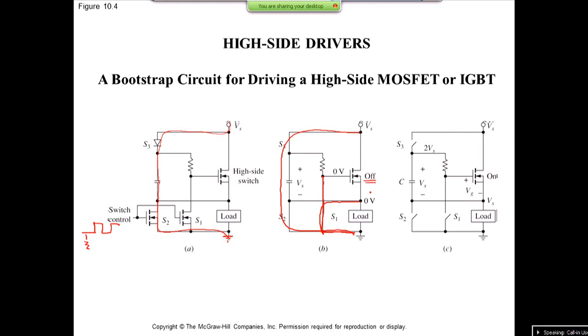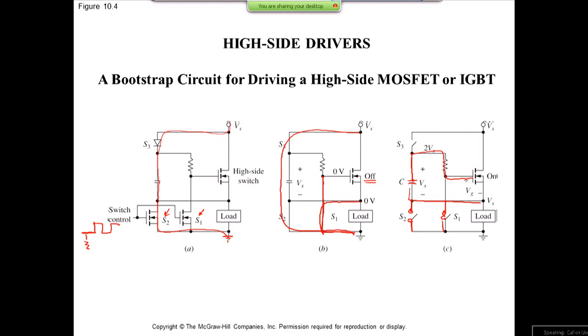Then when the low signal arrives, both of S1 and S2, these two transistors, turn off, like here, they're off. And what happens is now we are applying this cap voltage across the gate to source. So now this cap is actually your power supply to power up the gate and turn the gate on. So this is called a bootstrap circuit. There are chips out there that actually are doing this. They're called high side drivers.